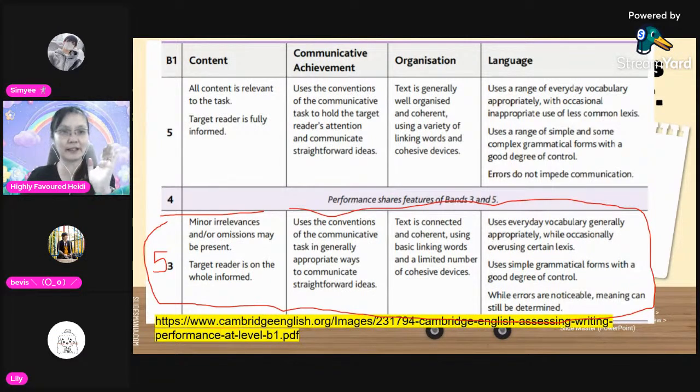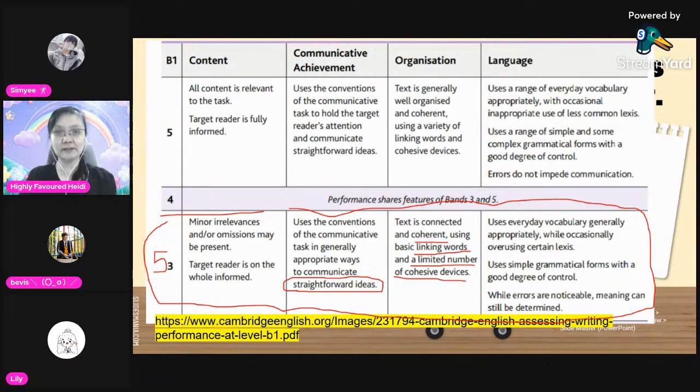Right now, let's look at band 5. Band 3 is actually A2 band 5. If you look here, communicative achievement is not mentioned in A2 because they don't focus so much on it. But for your 4-5, yes. In B1, when you write your guided essays, you see this: text is connected and coherent. Basic linking words. Remember, I told you basic linking words, FANBOYS: for, and, nor, but. That in A2 scores 5, but not in this part. Here, a limited number of cohesive devices is sufficient, but not on the other side.